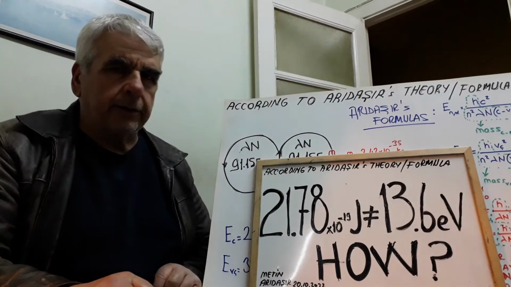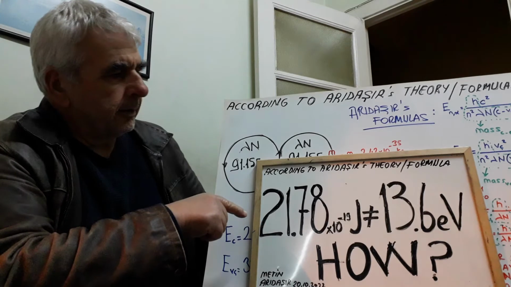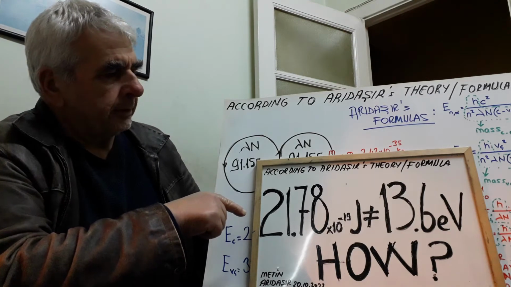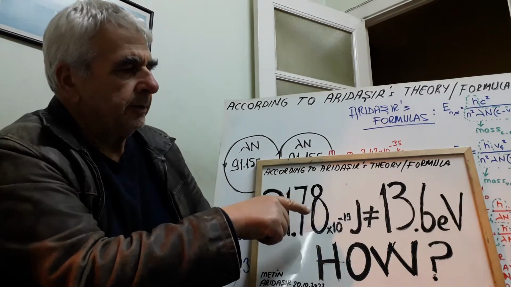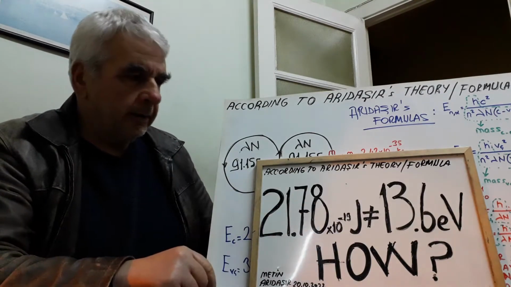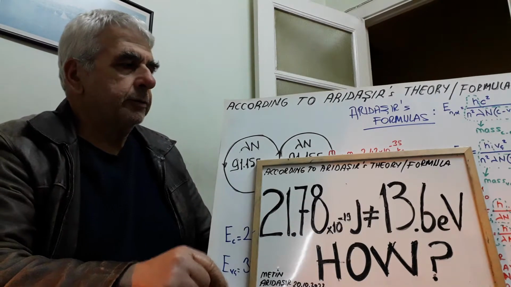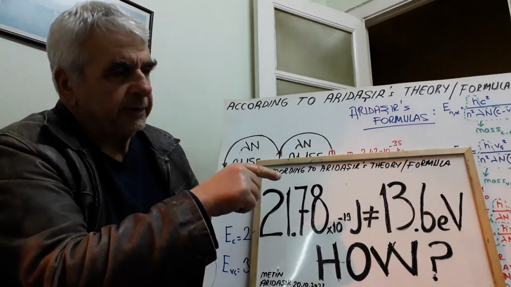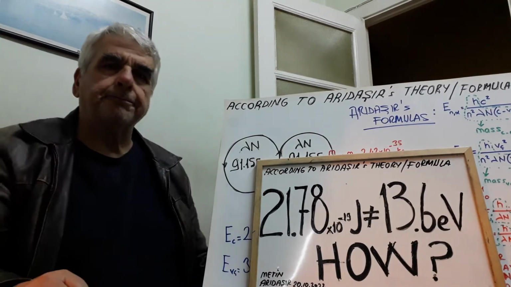According to my theory and my formulas, 21.78 10 to the minus 19 joule is not equal to 13.6 electron volts. How?